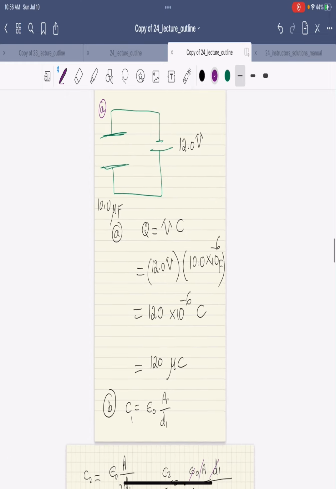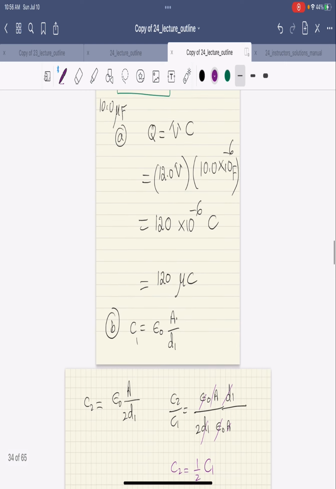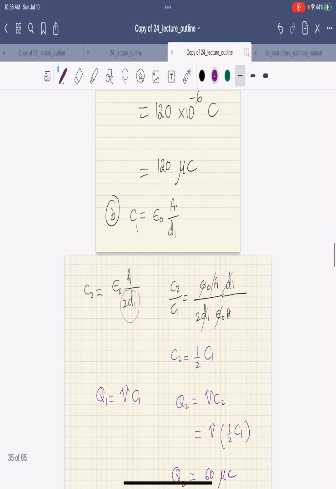microcoulombs. Now, of course, we know that C has to do with the area and D. Then I will say C1 is epsilon 0 A divided by D1, because in the second part we're just going to modify D. For the second capacitor, we have increased the separation to 2D1, and therefore I can create a relationship between the two capacitances, C2 over C1, and from that I get that C2 should be 1/2 C1.